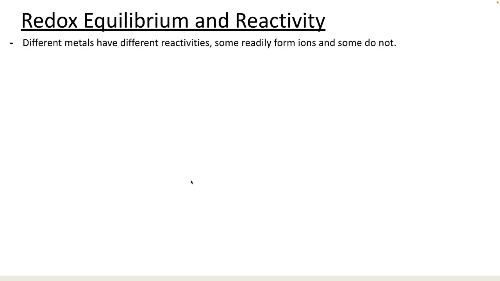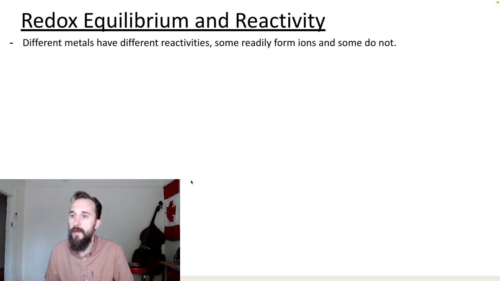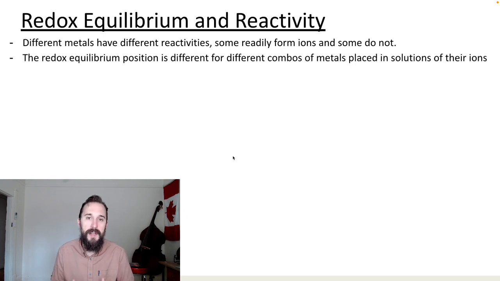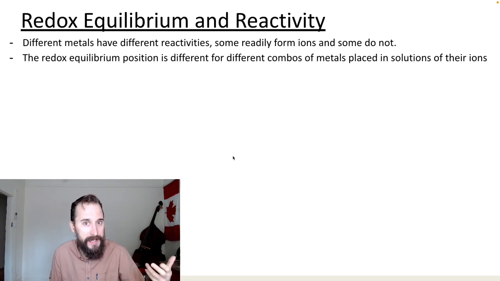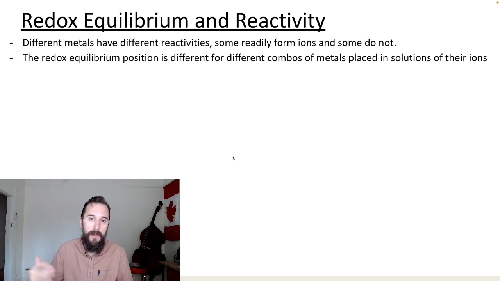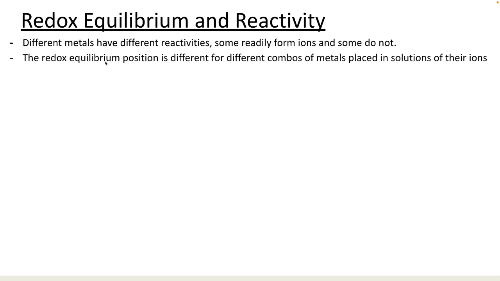All right, let's think of this redox equilibrium in terms of reactivity. We have here that different metals have different reactivities. Some readily form ions and some do not. So this is going to affect the position of equilibrium in our redox equilibrium. We can think back just in terms of general equilibrium, where the equilibrium might lie more to the left-hand side, more favoring the reactants, or it may lie further to the right-hand side, where we're favoring the products, and we've got more products at the equilibrium. Same concept applies here, just with a redox reaction. The redox equilibrium position is different for different combos of metals placed in solutions of their ions.